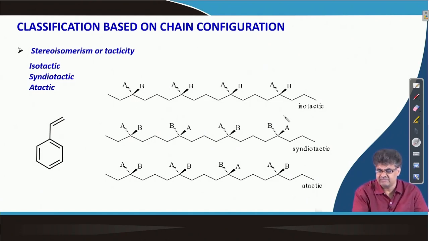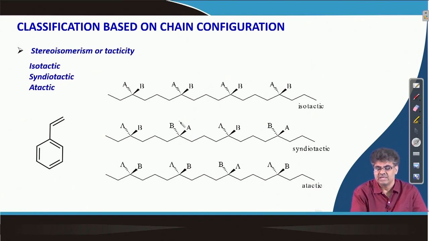So in this case, if all the arrangements are the same, then we call this an isotactic molecule. If they alternate, as shown in this case, we have syndiotactic. And if there is no particular order, if the conformations around these chiral or asymmetric carbon atoms are randomly oriented, we call these polymers atactic polymers.